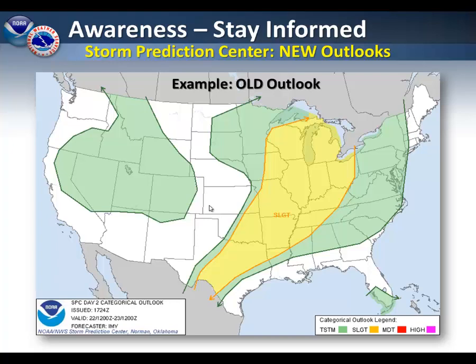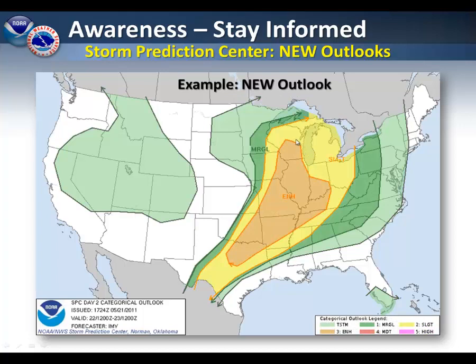Here's an example of how the outlook used to look. In this particular example, we have a very broad slight risk of severe thunderstorms. However, the new enhanced category is shown here in the light brown color.